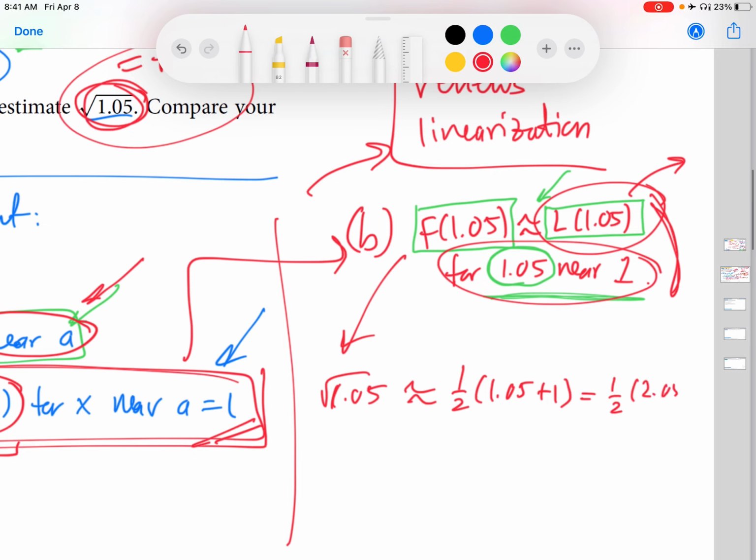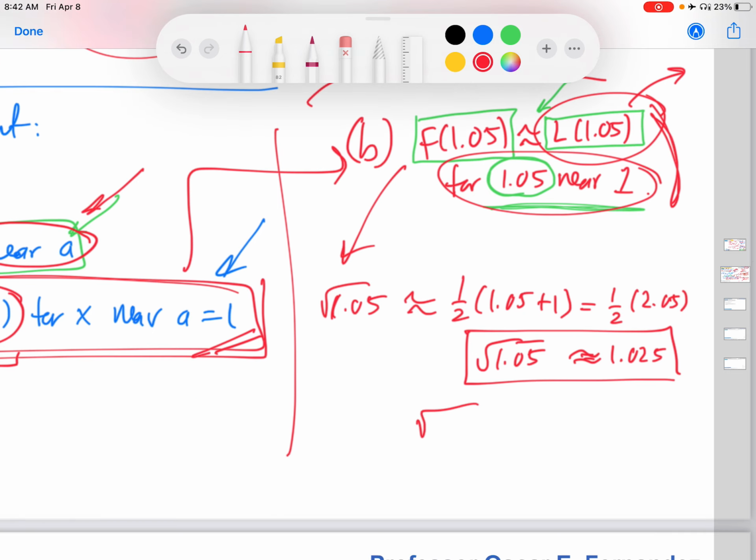And we did this in the previous video as well. So I'll just go a little fast here. 2.05 divided by 2, right? So that gives us 1.025. So our approximation for square root of 1.05, I should put a little approximation here, is 1.025.